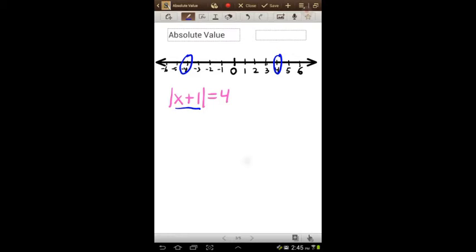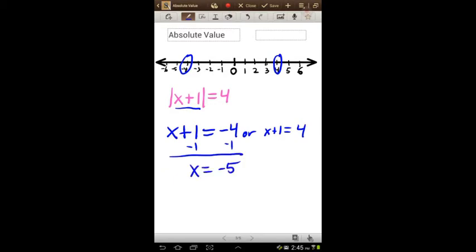That means our quantity, x plus 1, could be -4, or it could be +4. Well, if it's -4, we'll subtract the 1 from both sides. -4 minus 1 is -5. If it's the other one, we'll subtract the 1 from both sides. 4 minus 1 is 3.